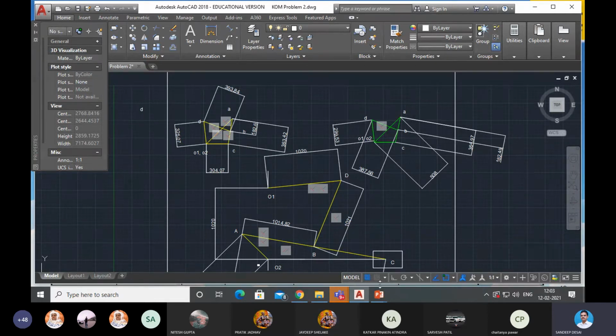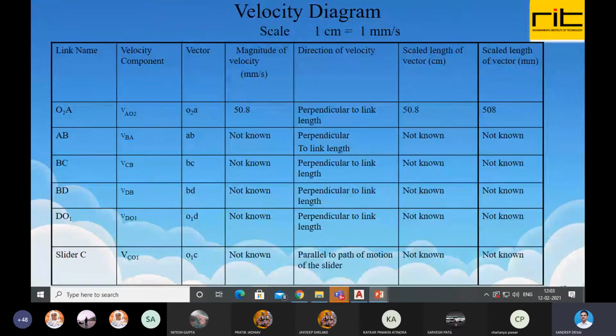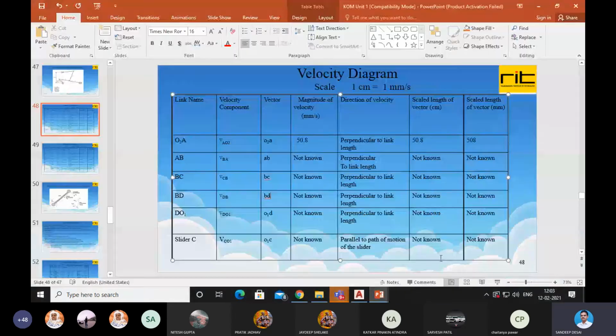Right. Now let us go to that table. First write down the scaled length. The vector length that we see in the diagram, let us write it down. How much is AB? AB is equal to... We write the vector length that we see in the diagram here.